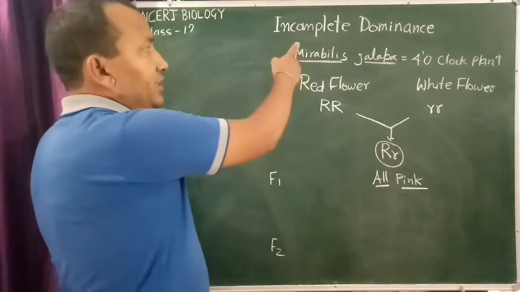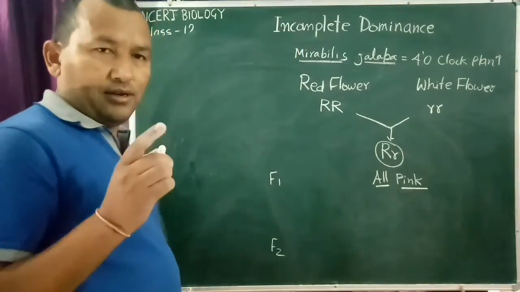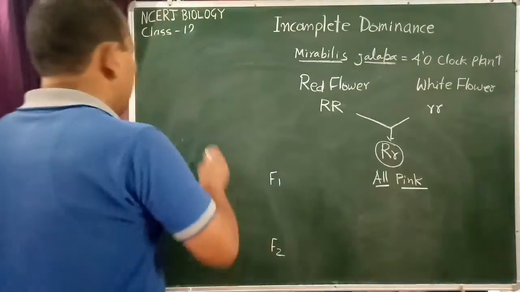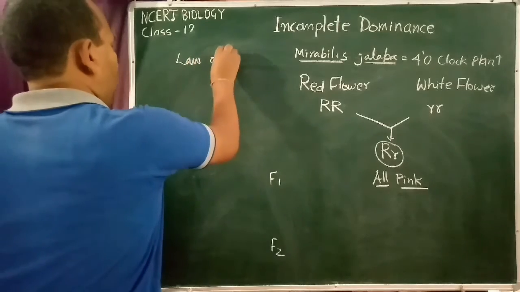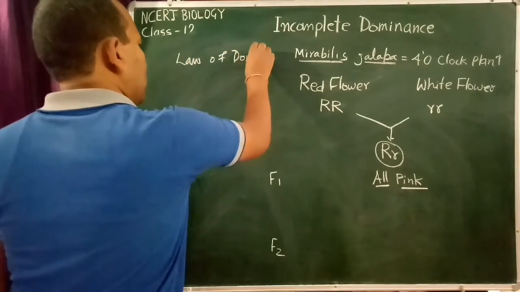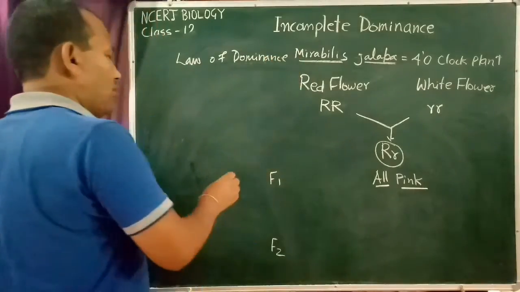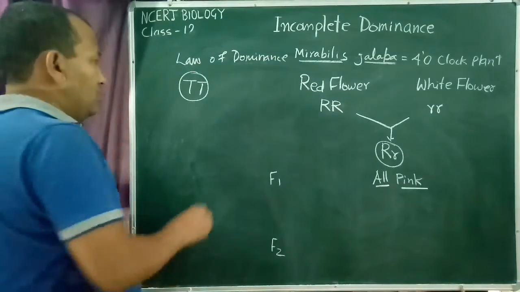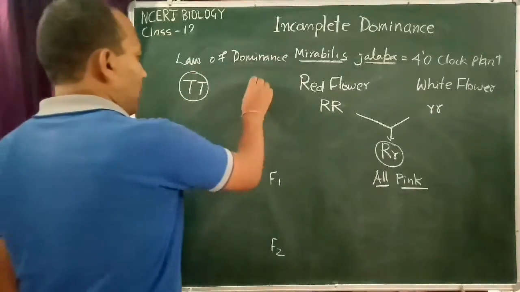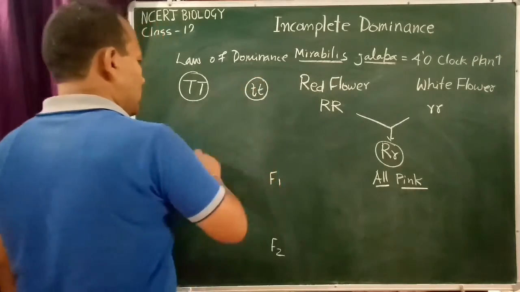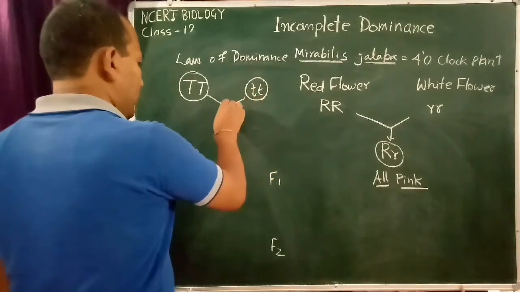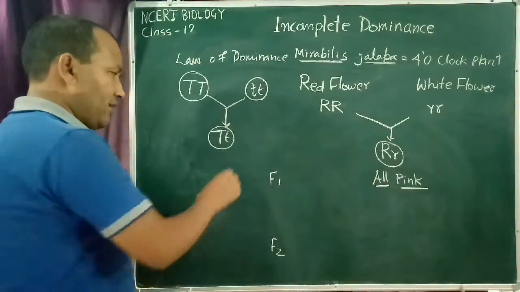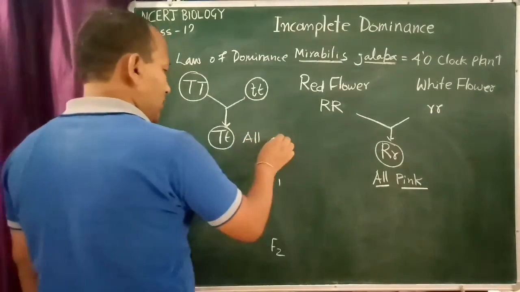To understand incomplete dominance, let me talk about the law of dominance also. You might have studied the law of dominance. What happens in the law of dominance? Capital T, capital T is the dominant character, and small t, small t is the recessive one. When hybridization takes place, in the first generation we have genotype capital T, small t, and all the plants are tall.